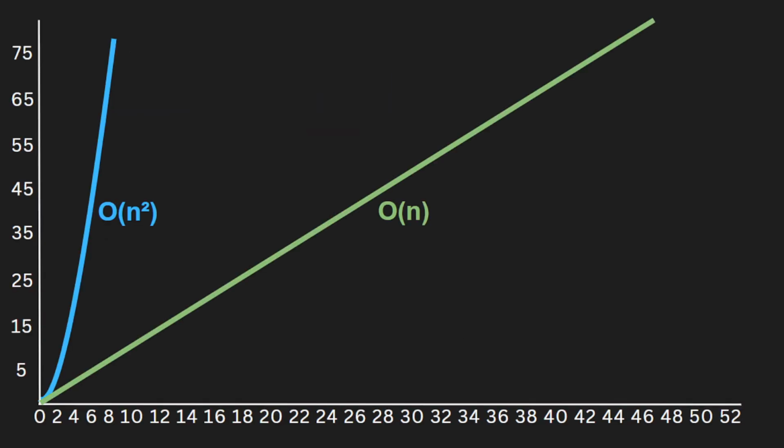You can see compared to O of n that O of n squared grows much faster, and that means from a time complexity perspective it is less efficient. So if you have a situation where your code is O of n squared and there's a way of rewriting the code to make it O of n, that is a huge gain in efficiency. So that is O of n squared.